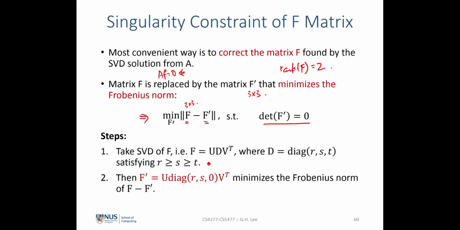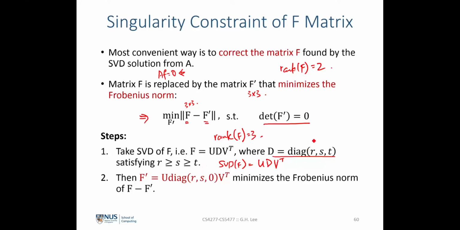So after taking the SVD of F, we will get UDV transpose, where D here is simply... since the F matrix that's found from the homogeneous linear equation is not rank 2, this is in general going to be full rank because of the noise from the A matrix. What this means is that after taking the SVD, we would have 3 singular values, which we denote as R, S, T, where R is the biggest singular value and T is the least singular value.